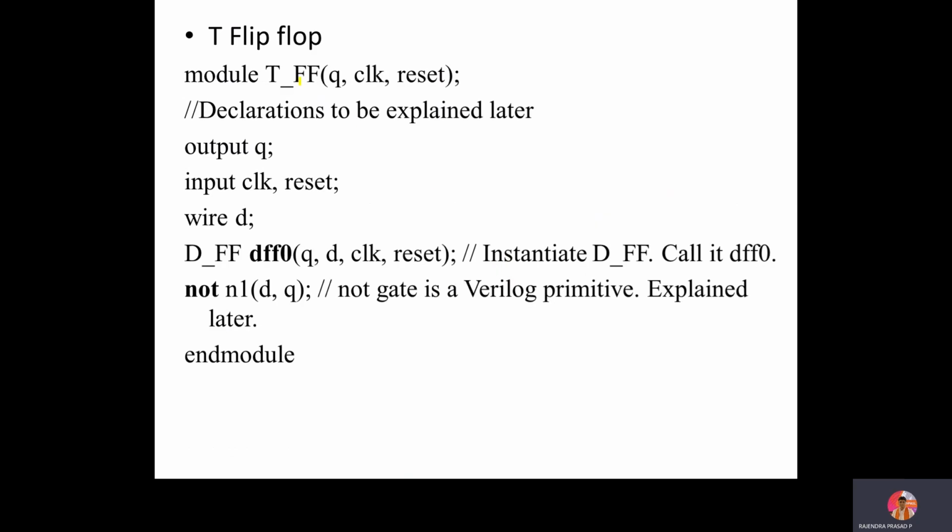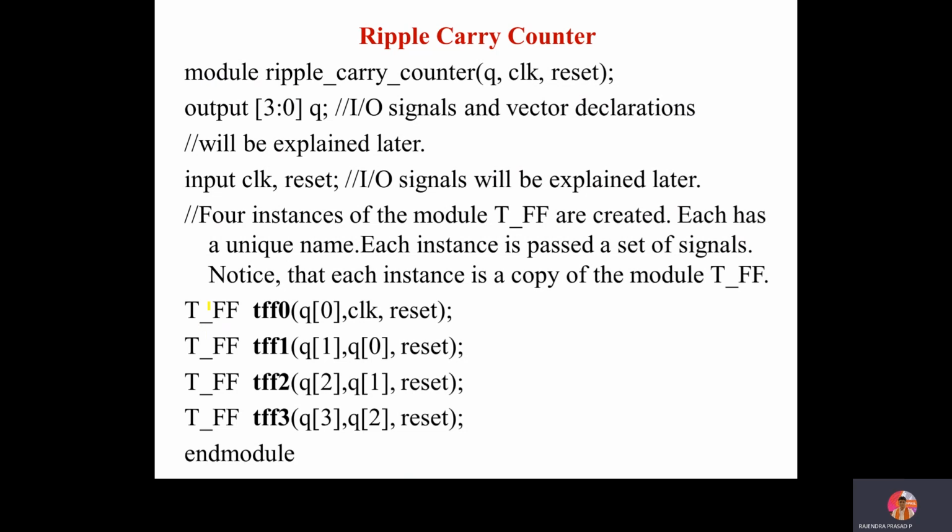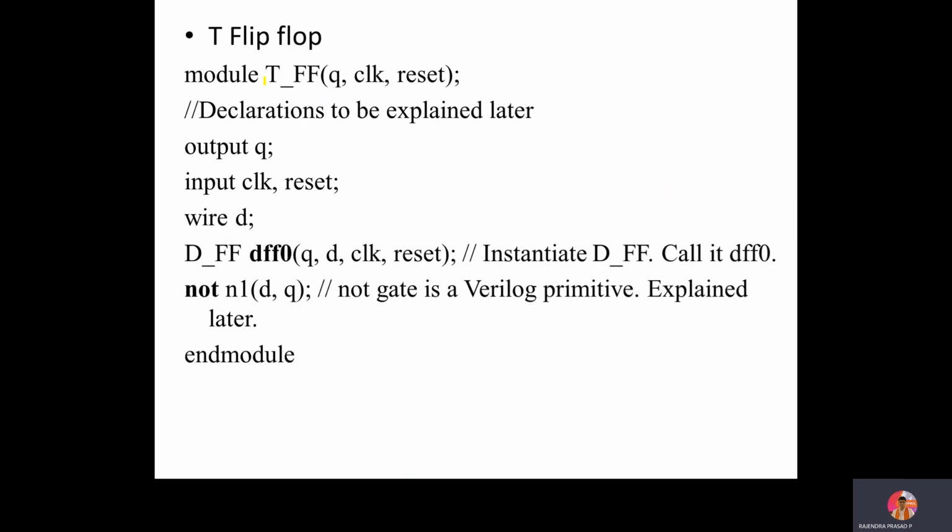So you observe here T_FF, that is a file here, and T_FF is the instance which I am using in the main program. So when it observes this TFF, it will go to this subprogram. Here also you observe the T flip flop. The T flip flop has two inputs, clock and reset. Q is the output. Now Q here is not a vector.